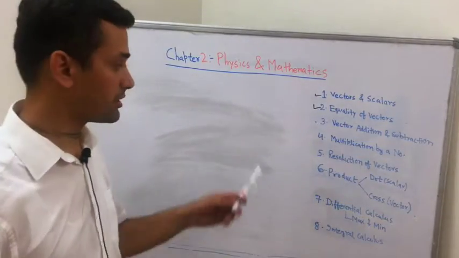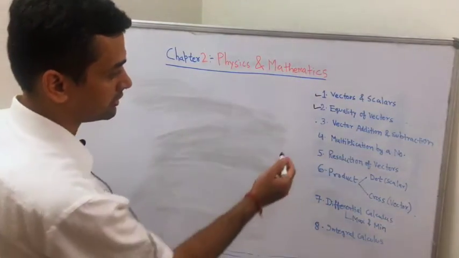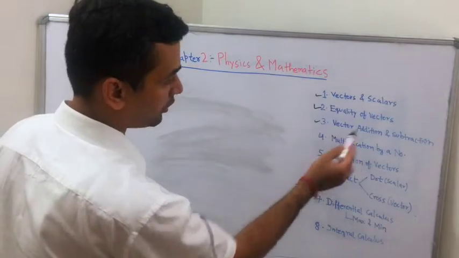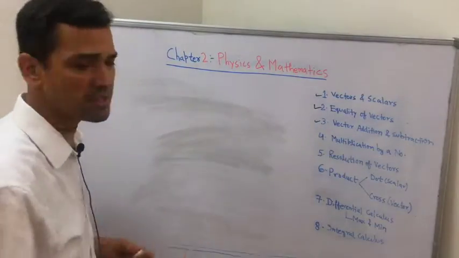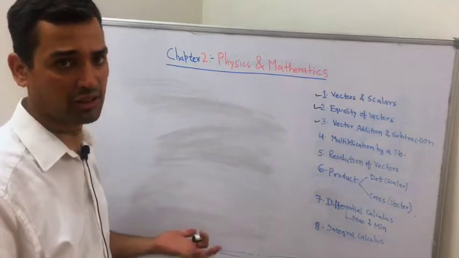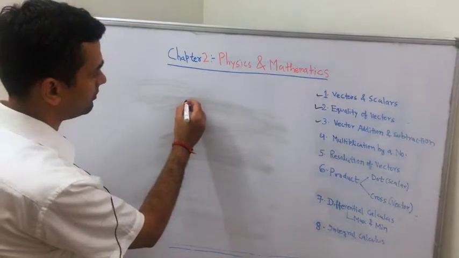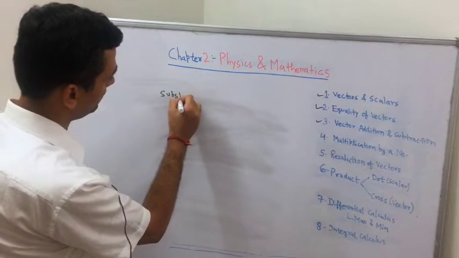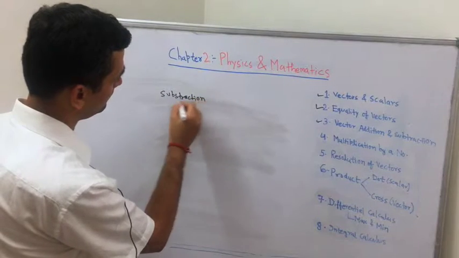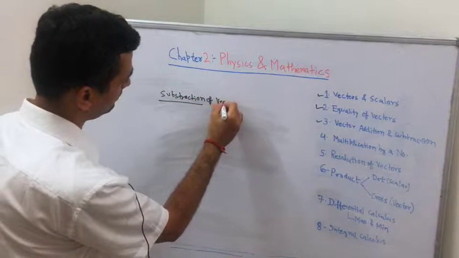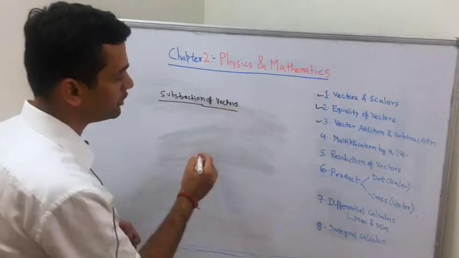So now let us discuss the second point, subtraction of vectors, which is exactly like addition. How is it like addition? So subtraction of vectors, how do we do it?